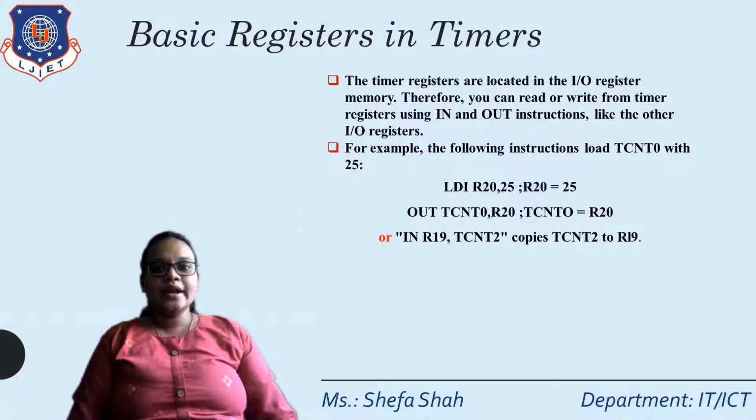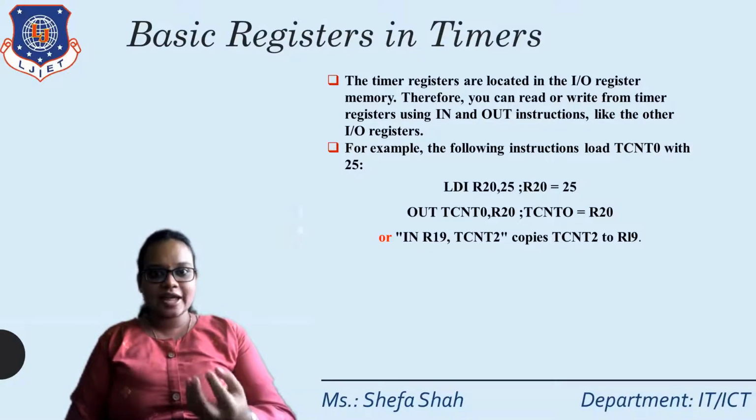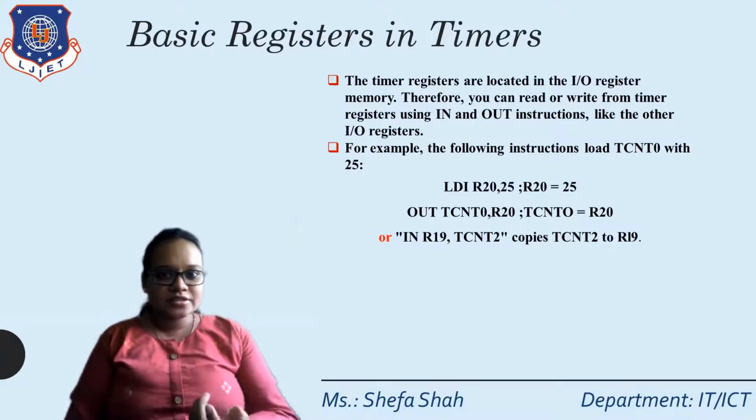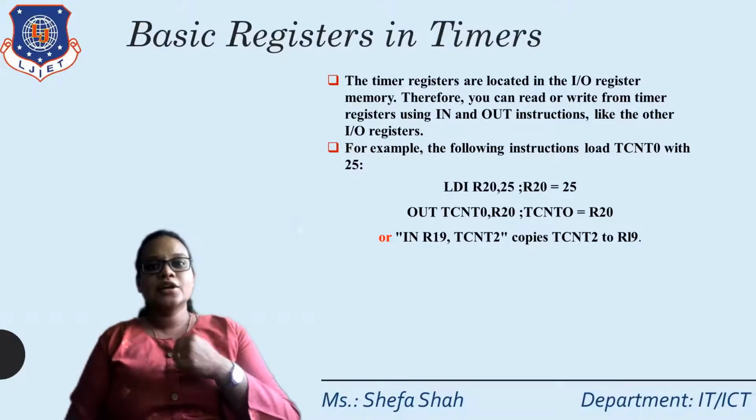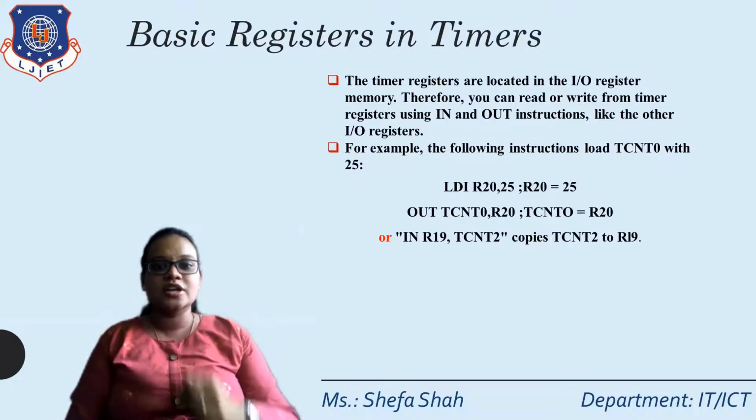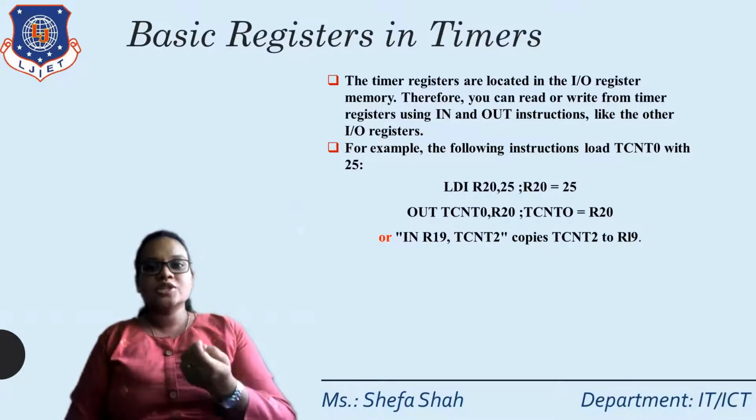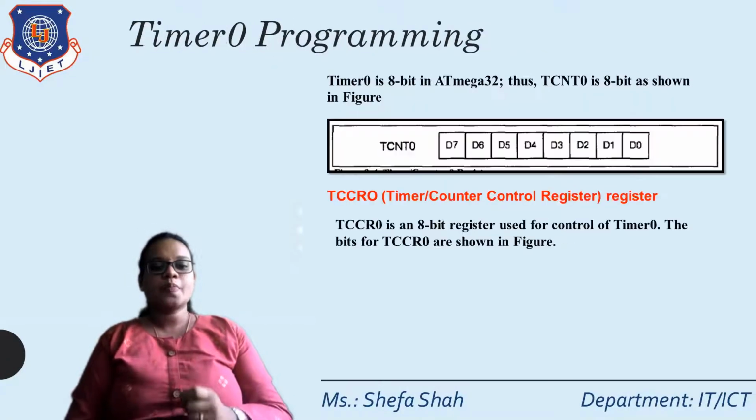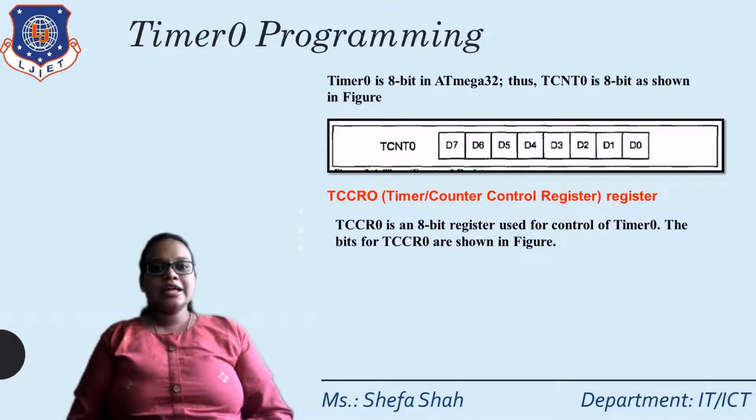And that particular data will be given to the TCNT0 register with the help of the out instruction. So OUT TCNT0, R20. Clear? And if we want to send that data from the timer TCNT to a register, we can use the in instruction in a similar way. That is IN R20, any register from the general purpose, comma TCNT0. That means the timer value will be loaded in the general purpose register for further use. Clear? So in this way in and out instructions can be used directly as the timer is a part of IO register. Now we will see each and every timer with its programming in assembly as well as in C.